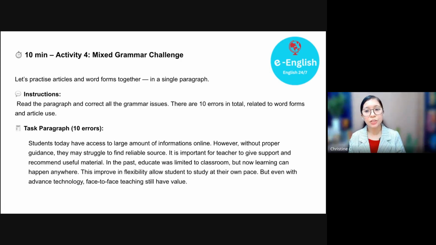It is important for a teacher to give support and recommend useful material. In the past, educate was limited to classroom, but now learning can happen anywhere. This improved in flexibility allows students to study at their own pace. But even with advanced technology, face-to-face teaching still has value. All right, so let's help each other out and identify the errors, spot the errors. Anybody, please, you may unmute your microphone and feel free to share your thoughts. Pick one error and tell me how we can correct it.